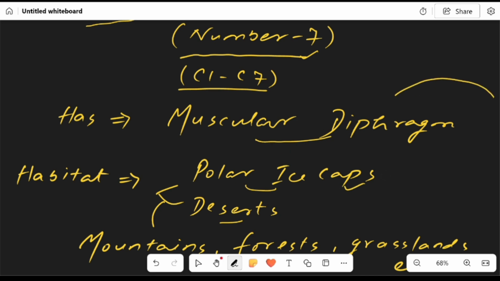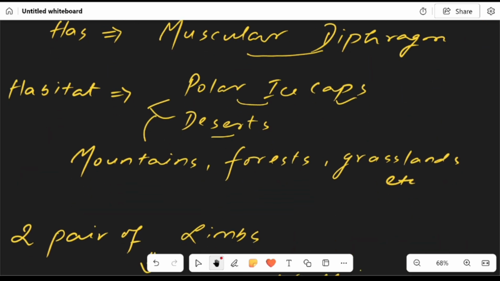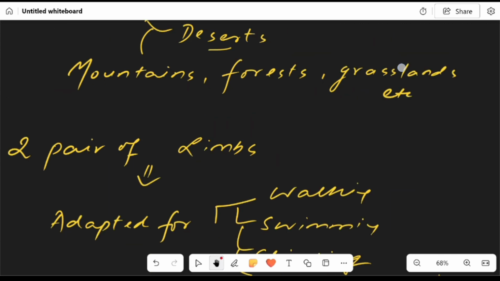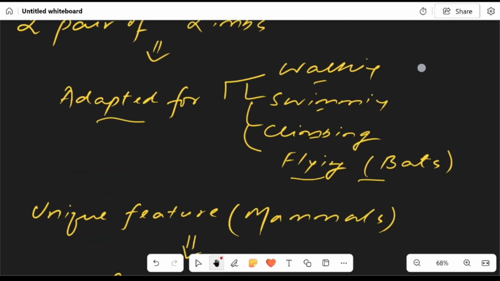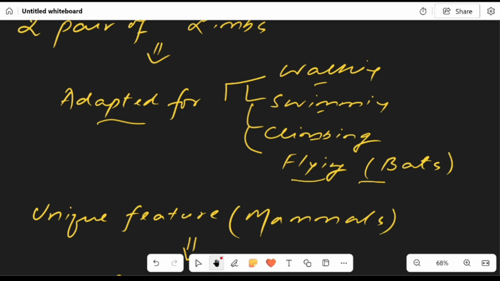They are found everywhere: in polar ice caps, deserts, mountains, forests, grasslands, etc. The mammals have two pairs of limbs, and these limbs are adapted for walking, swimming and climbing. And in the case of bats, the two pairs of limbs are adapted for flying too.